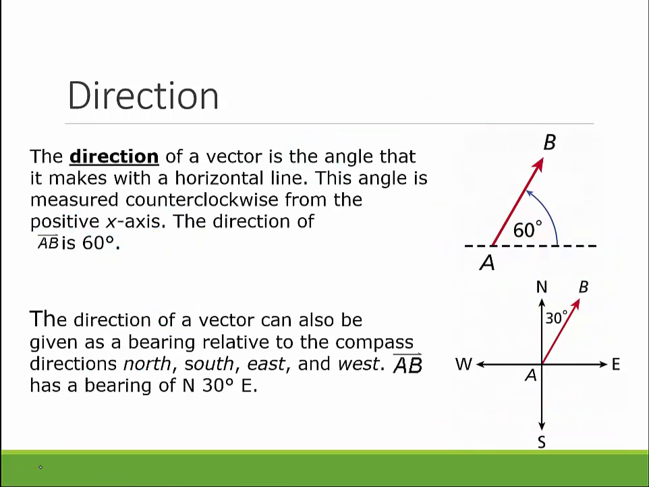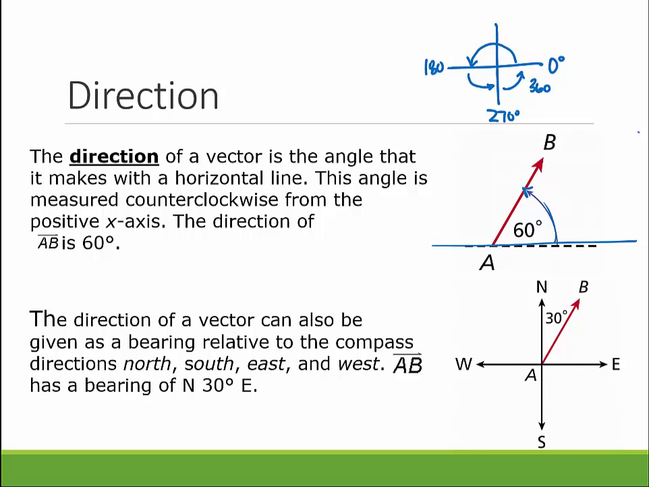So another word you need to know, the direction. The direction of a vector is the angle that it makes with a horizontal line. This angle is measured counterclockwise from the positive x-axis. So when you start here, this is like 0 degrees. As you go around, this would be 180, and then you can keep on going, like this would be 270. And then it eventually ends up back at 360. So this angle right here, if this is my horizontal line, is 60 degrees off of the horizontal.